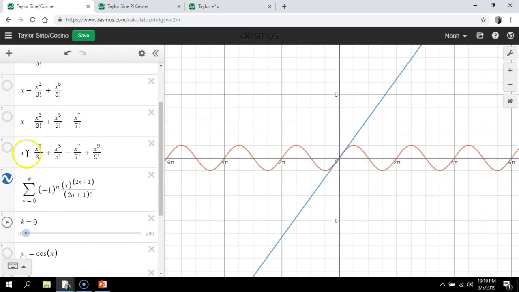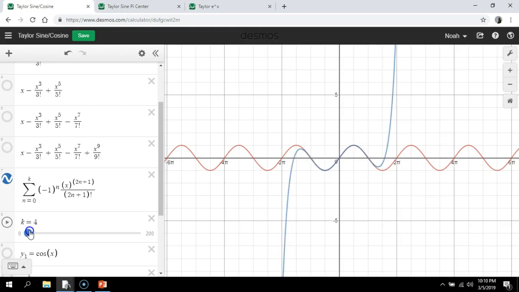We have this -1 to the n, that's going to make it alternate. And then we have x to the 2n plus 1, that's going to give me all the odd powers, divided by the same thing factorial, right? So we have x cubed over 3 factorial, x to the 5 over 5 factorial, et cetera. And what we're going to do is start, so we'll see the first few that we just saw.